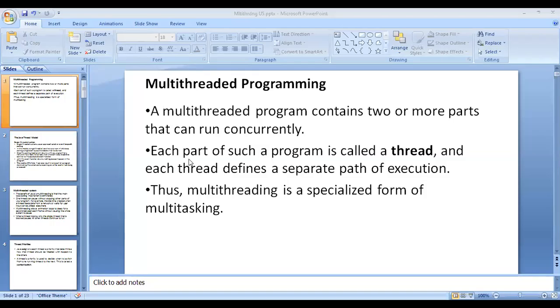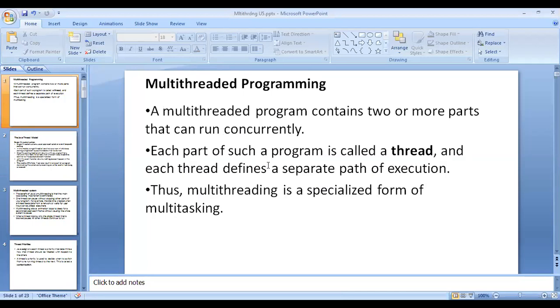Hi everyone. In this audio lecture, I am going to explain multi-threaded programming. First of all, understand what is multi-threaded. A multi-threaded program contains two or more parts that can run concurrently. Each part of such a program is called a thread, and each thread defines a separate path of execution. Thus, multi-threading is a specialized form of multitasking.